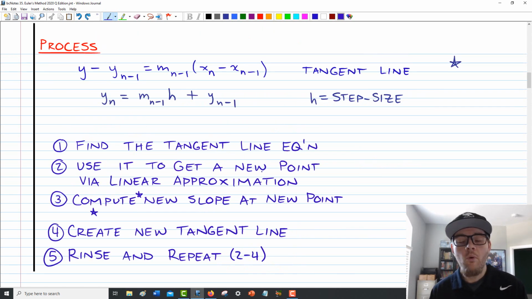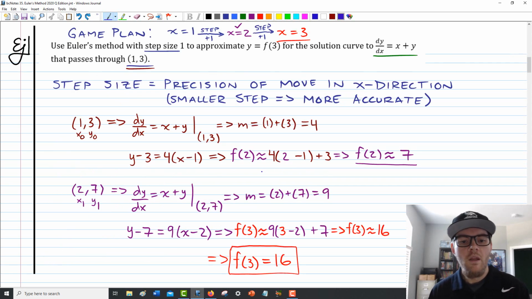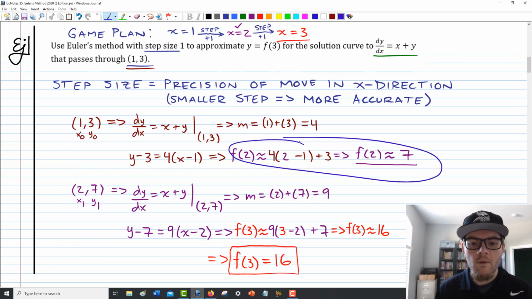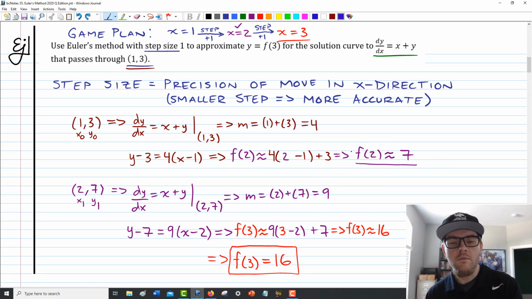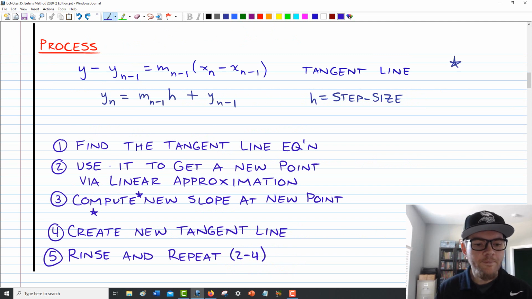Next, we're going to use it to get a new point via linear approximation, meaning basically we'll take advantage of the fact that this tangent line is a good approximation, we'll plug into it, and then we'll be able to see what that value would be if we use linear approximation. So what that was right here. That was when we went through and we looked at the value itself and found that f of 2 was equal to 7. So we're one step size away, basically.